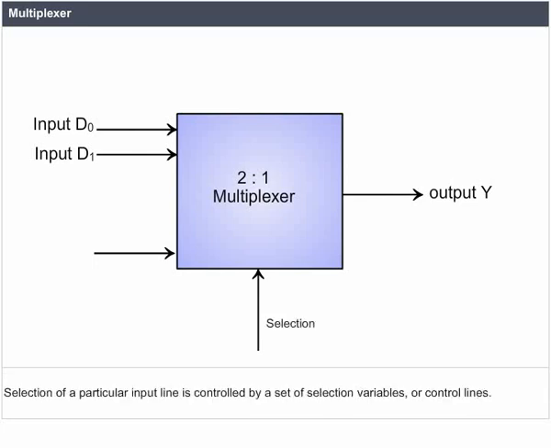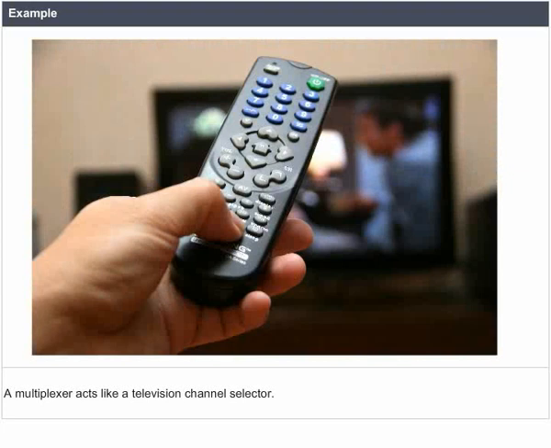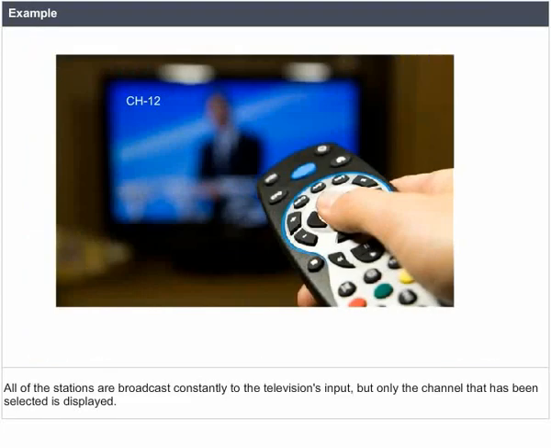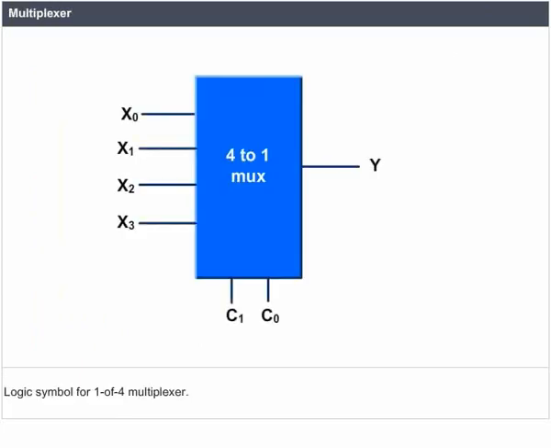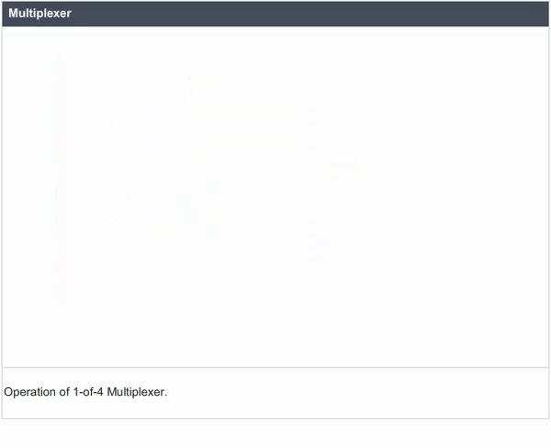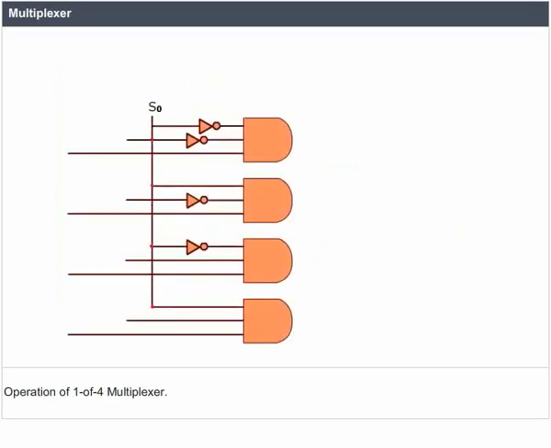Selection of a particular input line is controlled by a set of selection variables or control lines. For example, a multiplexer acts like a television channel selector. All of the stations are broadcast constantly to the television's input, but only the channel that has been selected is displayed. Logic symbol for 1 of 4 multiplexer. Operation of 1 of 4 multiplexer.